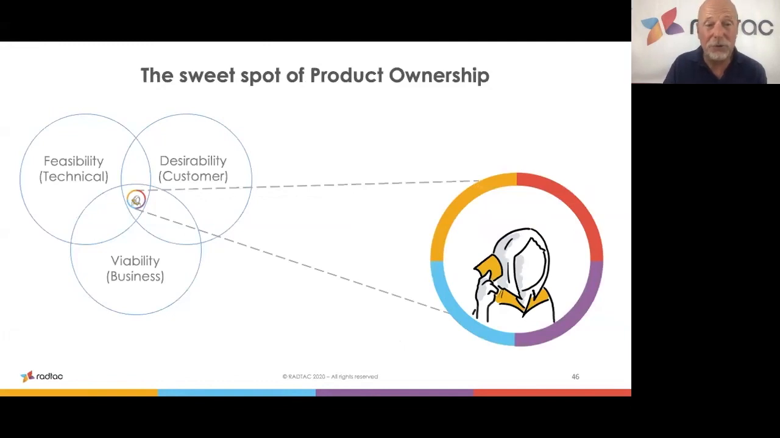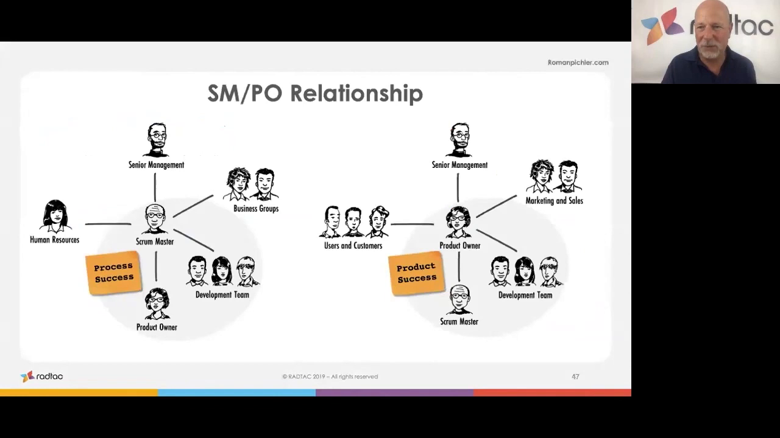The sweet spot of the product owner is thinking about the technical feasibility. The team can help them with that. The desirability, what the customer wants, and the viability from the business. They're going to be operating there. And then the relationship between us and them is really this.